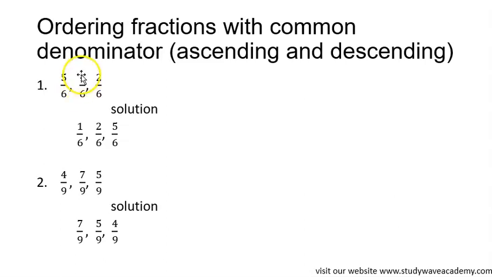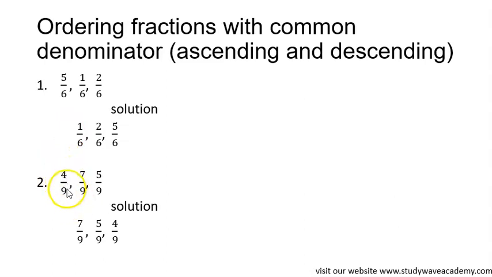So which comes first? 1, right? After 1, 2, and after 2, 5. So 1 over 6 comes first, then 2 over 6, and last 5 over 6, okay? So we have 1 over 6, 2 over 6, 5 over 6. What order of arrangement is this? Ascending, right? From the smallest to the biggest using the numerators, okay? The denominators are the same, so we use the numerators. Do you understand?